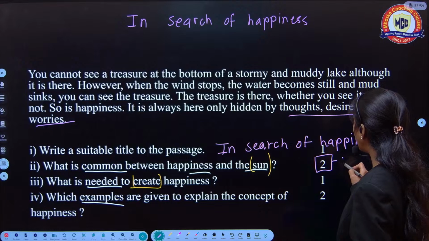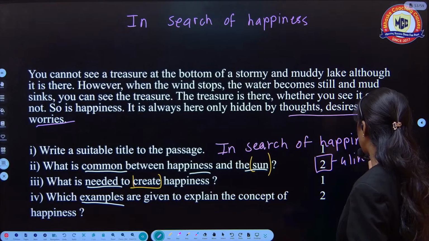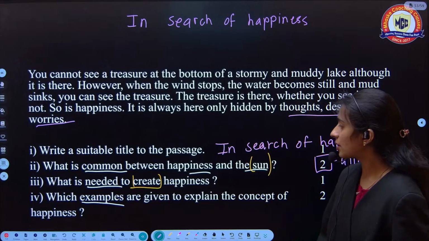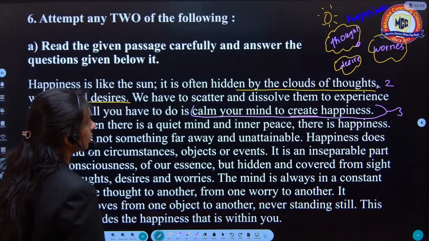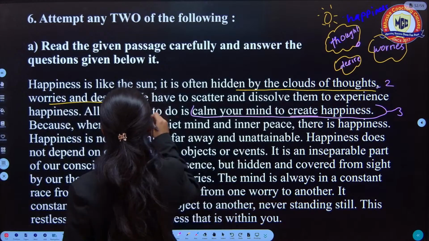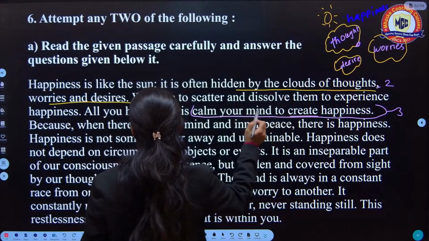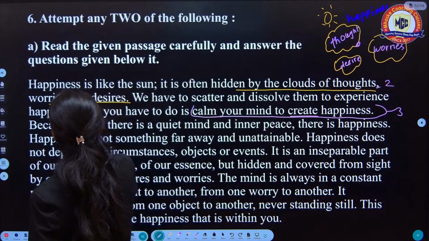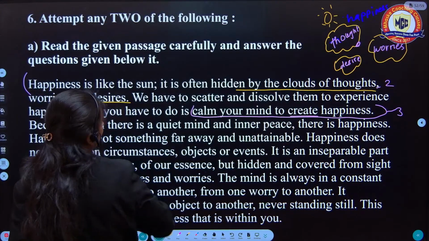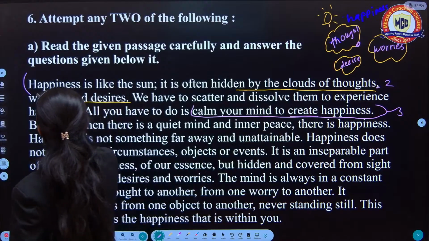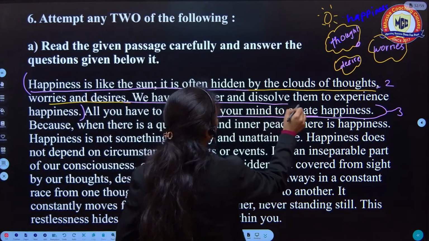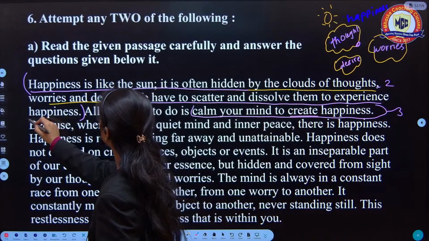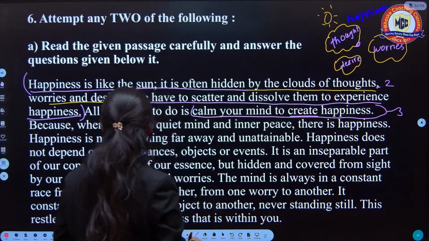Make sure you're writing at least 4 lines. Okay? The answer is here. I'll quickly write down giving you the answer. So yes, here we have to scatter, dissolve the experience till here. Yes, question 2. Quickly underline that so that you'll understand. Okay, next.